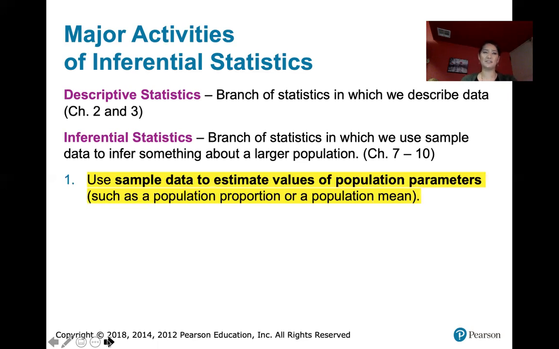So there are 2 major activities of inferential statistics. The first is to use sample data to estimate values of population parameters, such as the population proportion or population mean or population standard deviation or population variance. That is the focus of chapter 7. Now, all of the ideas here are based on ideas that we studied in chapters 4, 5, and 6. So if you don't understand probability, this section may not make sense. If you don't understand probability distributions, discrete probability distributions, this may not make sense.